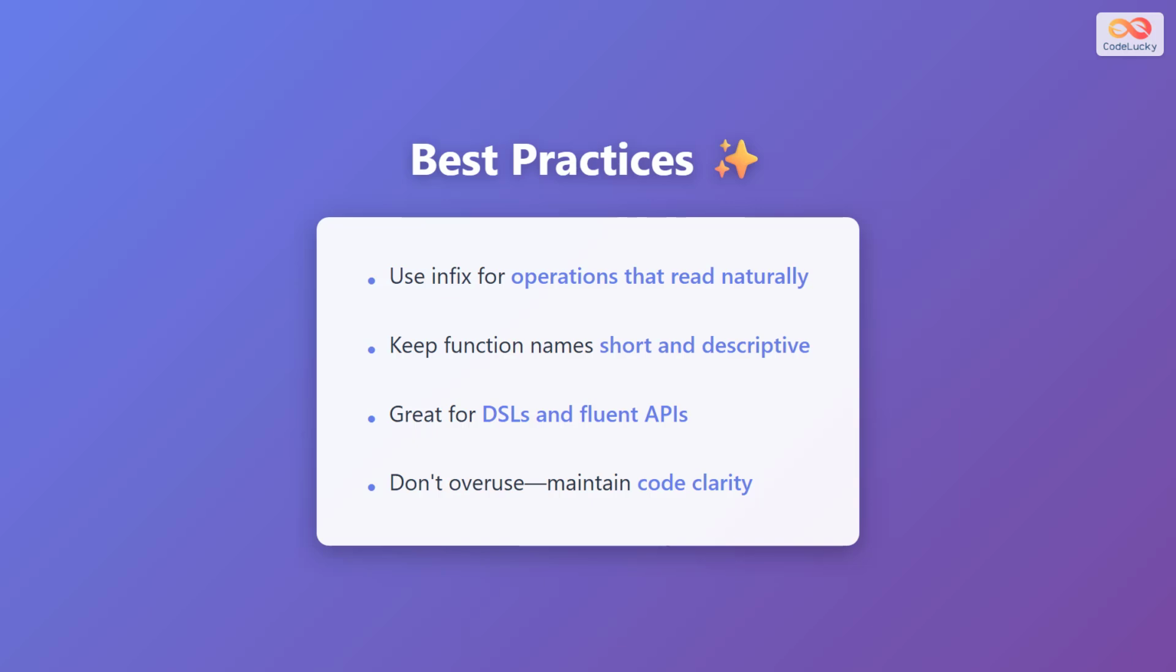Let's wrap up with some best practices for using infix functions. First, only use infix notation for operations that read naturally like human language. Second, keep your function names short and descriptive so the infix syntax flows well. Third, infix functions are especially great for building domain-specific languages and fluent APIs where readability is paramount. And finally, don't overuse them. If an infix function makes your code harder to understand rather than clearer, stick with the standard function call syntax. The goal is always to maintain code clarity and make your intentions obvious to other developers.